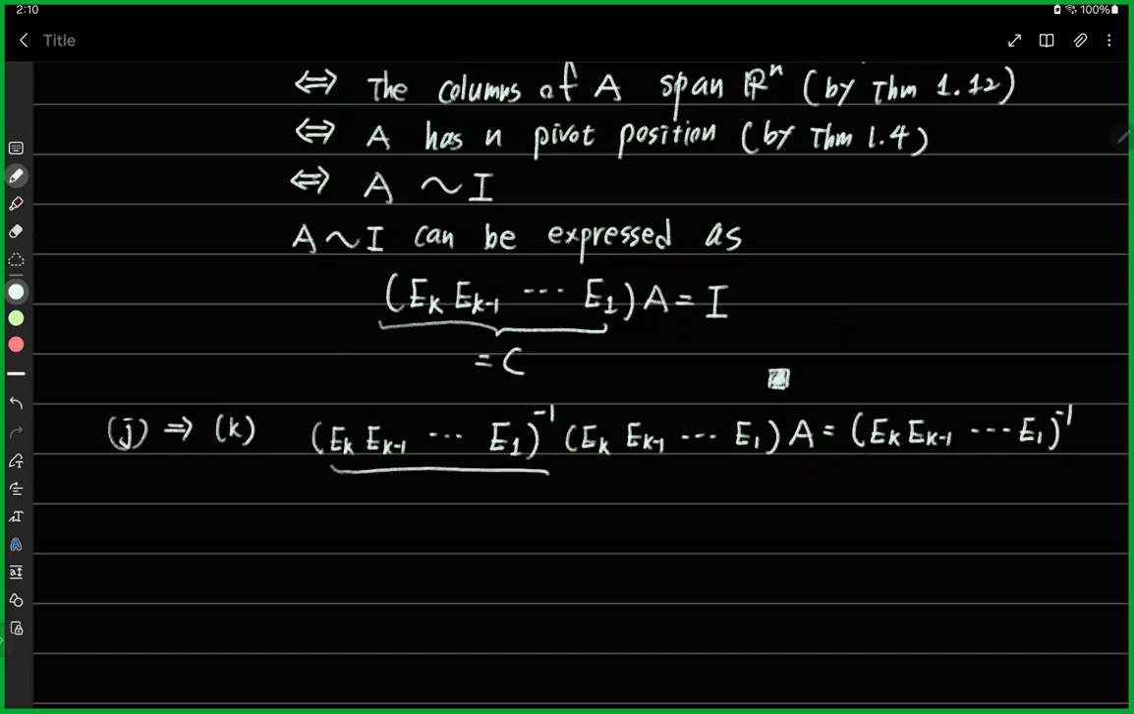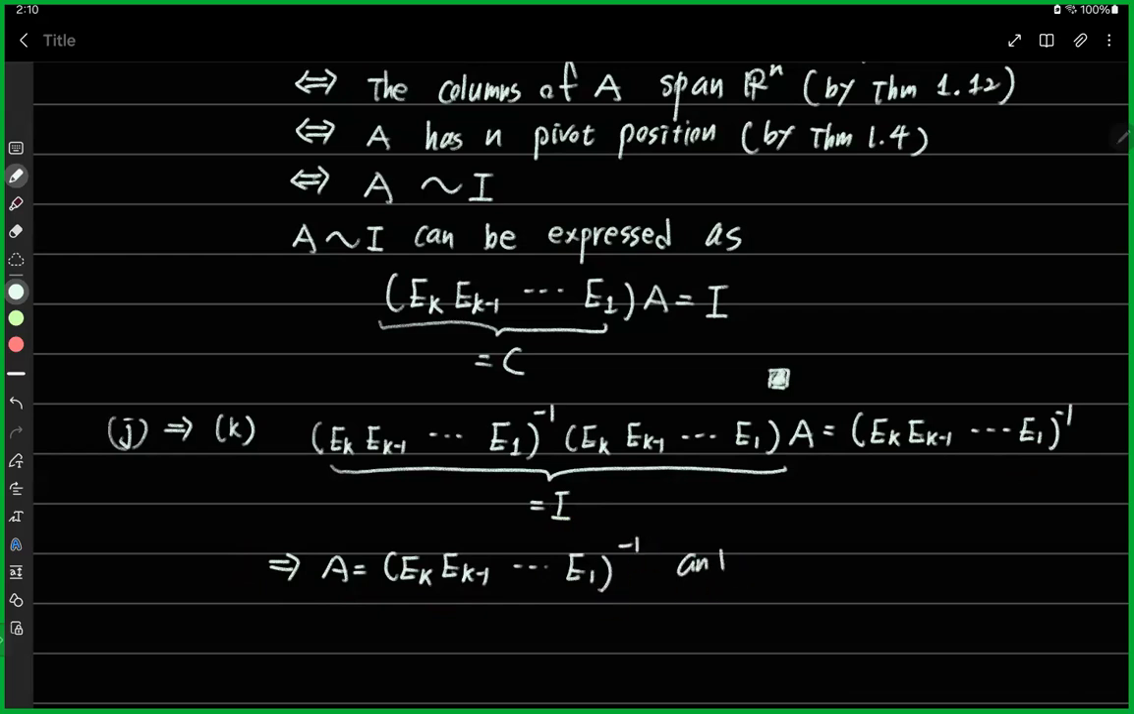Definitely this is going to be the identity matrix, right? This is equal to the identity matrix. You got it? Okay, so then A is equal to this, right? So it implies A is equal to EK and EK minus 1 through E1, inverse.